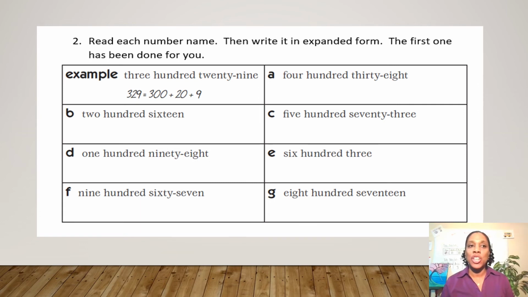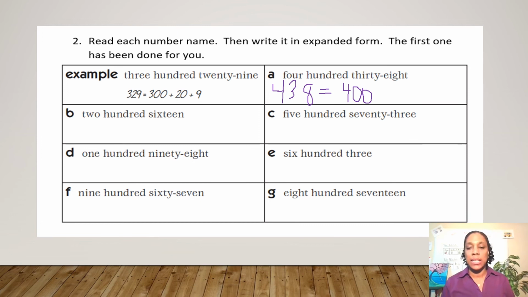438. First, I would write it in its standard form. 438. Now, I've written the number 438 in its standard form. Next, I would take each digit and write its value. Let's start with the hundreds place. There are 4 in the hundreds place. Since there are 4 in the hundreds place, I know that I can count by hundreds. 400. The 4 in the hundreds place equals the value of 400.